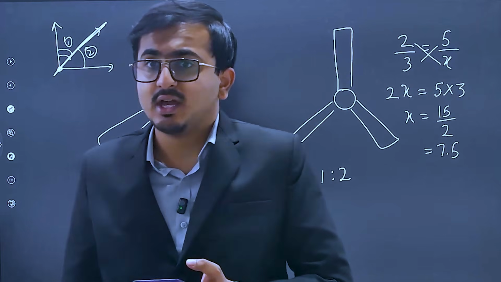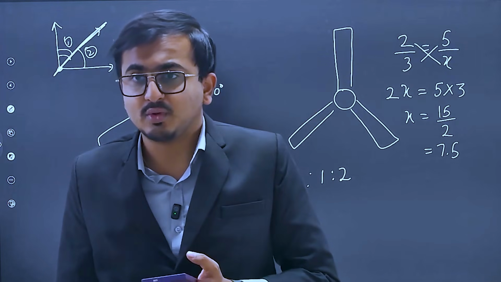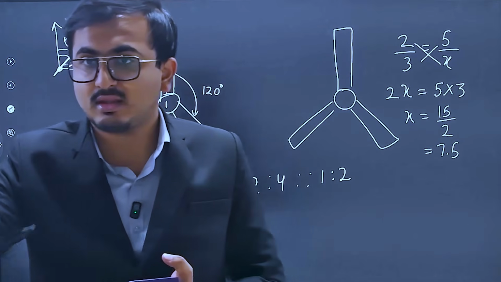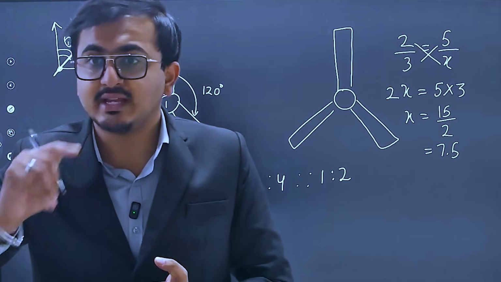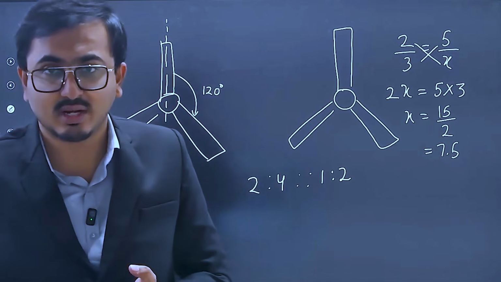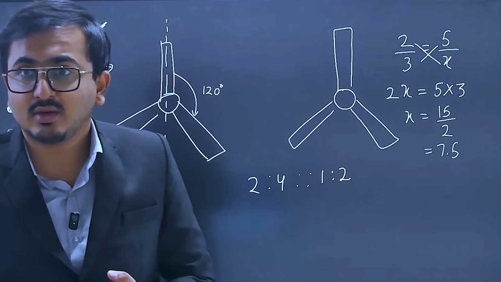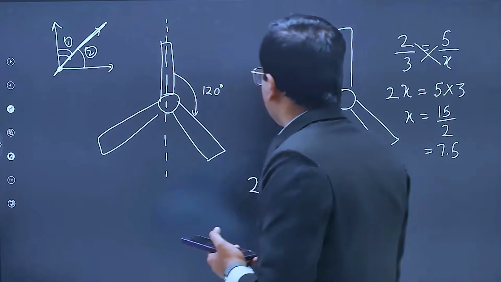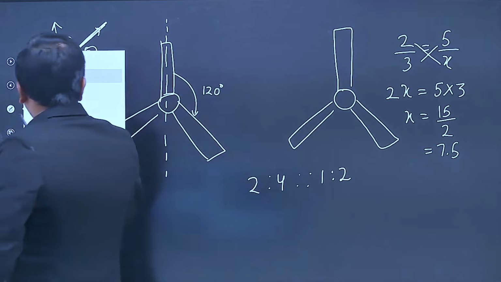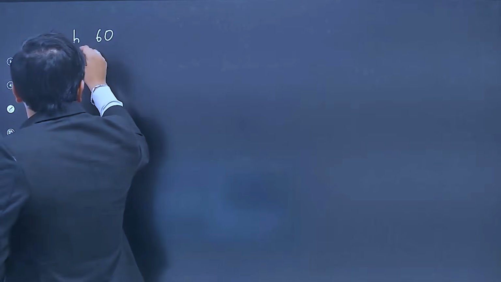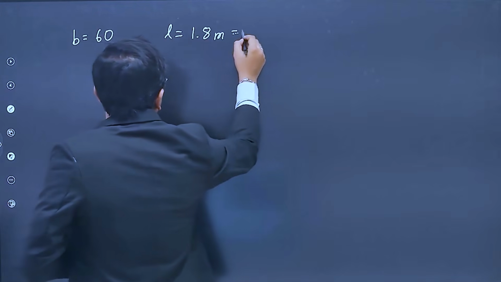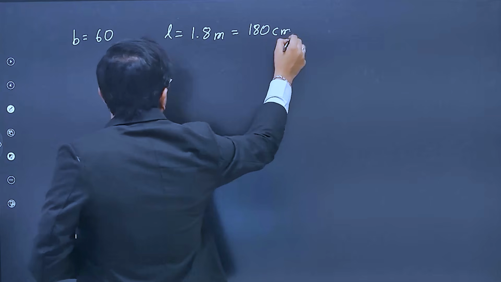Okay, a picture is 60 centimeter wide and 1.8 meter long. Perimeter question. Find the width to perimeter ratio. Kindly look into it. 60 centimeter will be the width and the length is 1.8 meter, so first convert it into 180 centimeter.